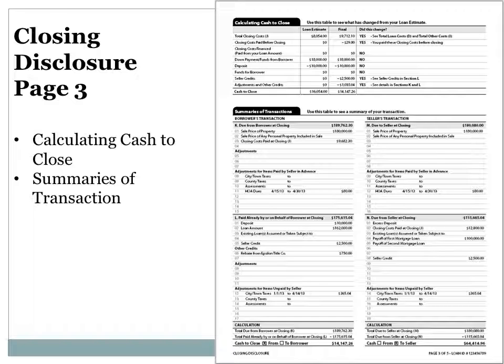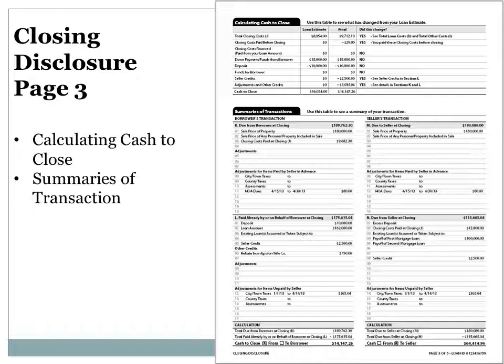Now we're moving on to page 3 of the closing disclosure. At the very top of page 3, you'll see our calculating cash to close table. We saw one of these on page 2 of our loan estimate. And you'll see a loan estimate column here, and those figures just transfer over. So now we're going to do a comparison with our final figures that we're collecting.